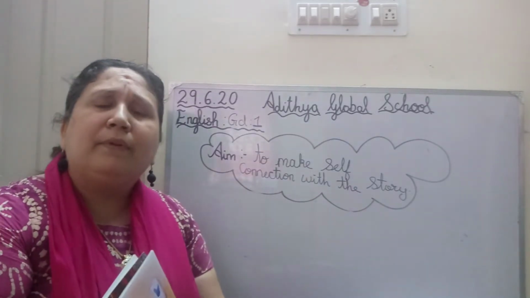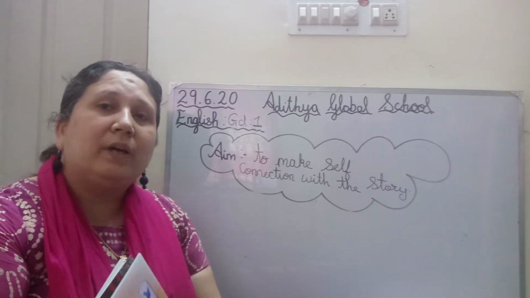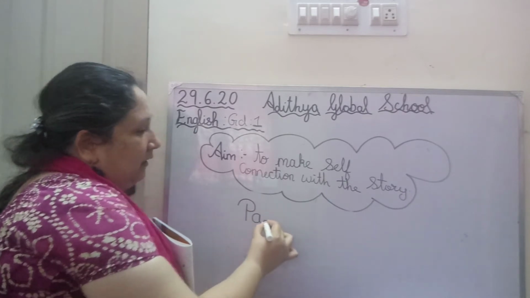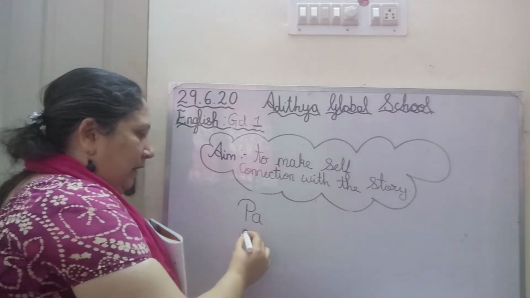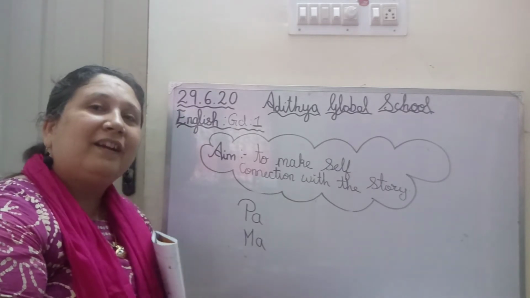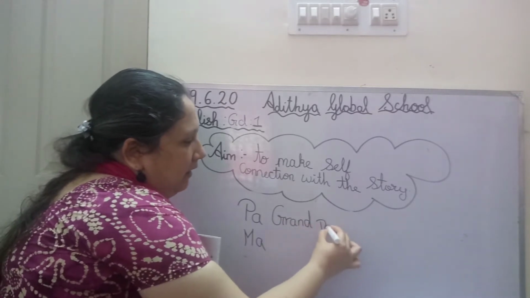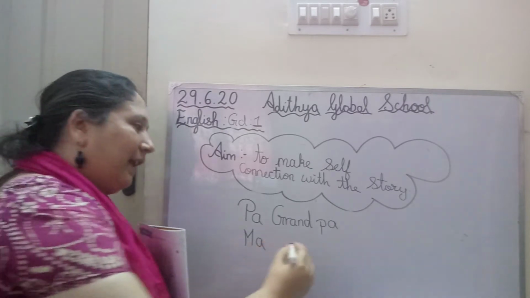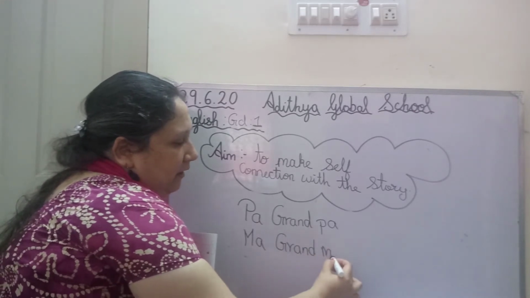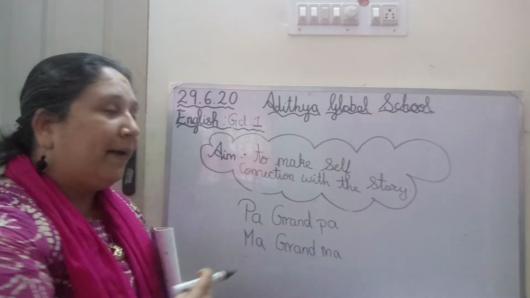That's great. Okay, before moving on to the story, ma'am taught you to identify keywords, right? So what are the keywords that you saw? Pa, very good. So we saw a pa, a ma, then grandpa, very good. So a grandpa, then grandma, super. So a grandma, okay. And all of them are the boy's family. Excellent.